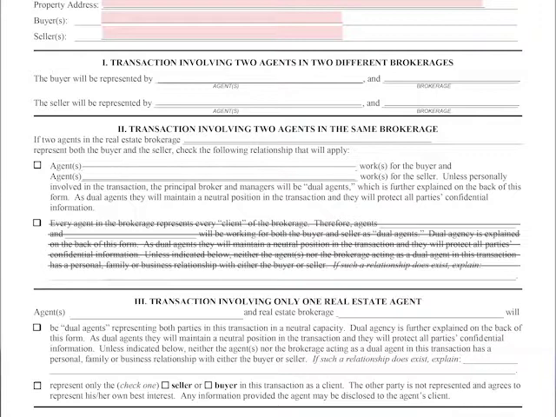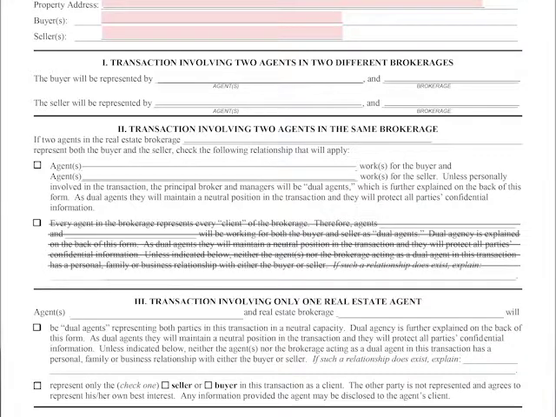Then if we get down to the last one, number three, transaction involving only one agent, that would be a situation where you would list opposite yourself, Michael Teese and the real estate brokerage, Keller Williams, Greater Cleveland West. The first box, be dual agents. Same as the box up at number two that I told you not to check. You will never check this box. You will never be a dual agent. So you'll go down to the next box and you'll check that, where you're representing either the seller or the buyer in this transaction as a client.